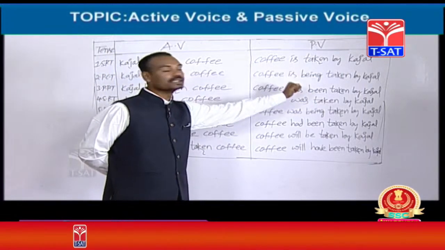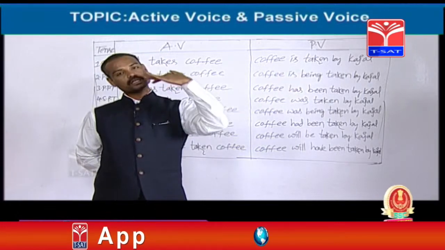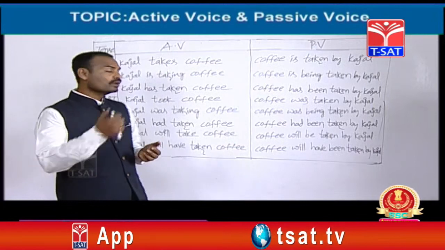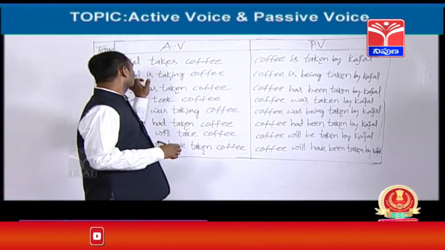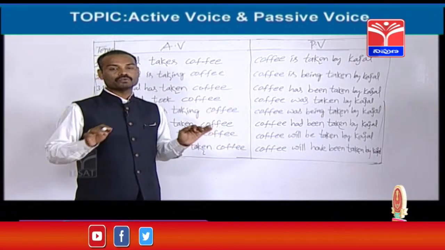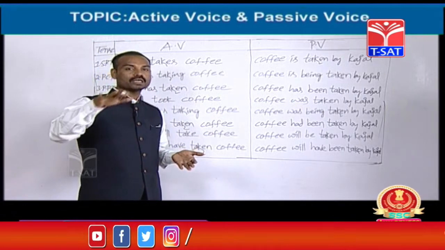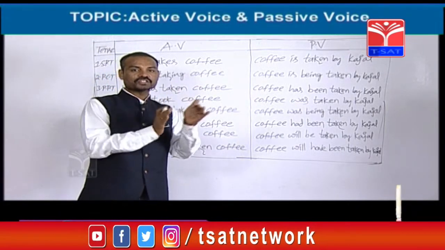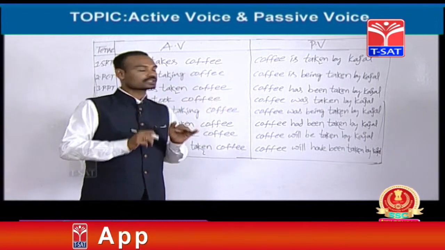Fruits are being taken by or eaten by Kajal. So, like that. One more example. I am watching TV now, or I am watching TV. This is one active voice. I am watching TV. TV is the object.